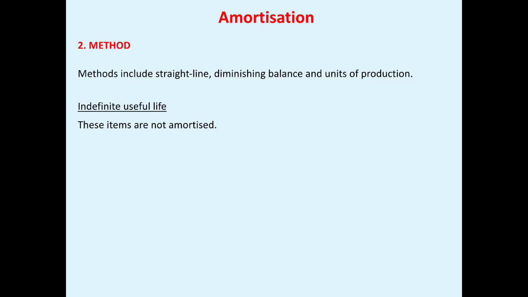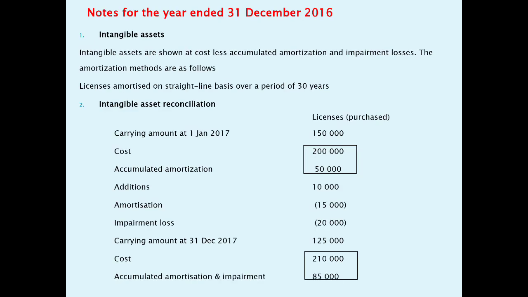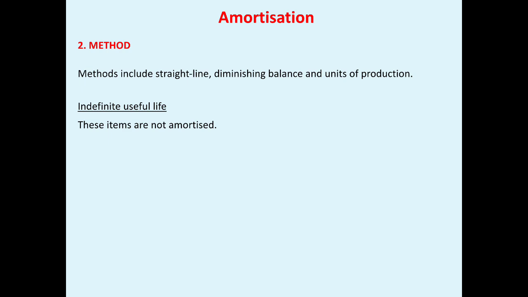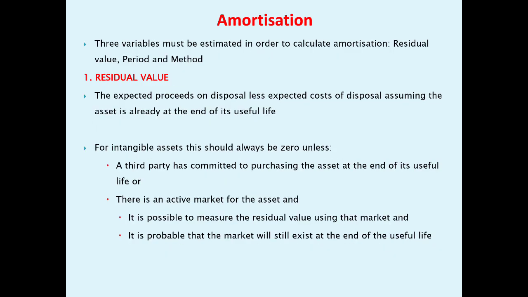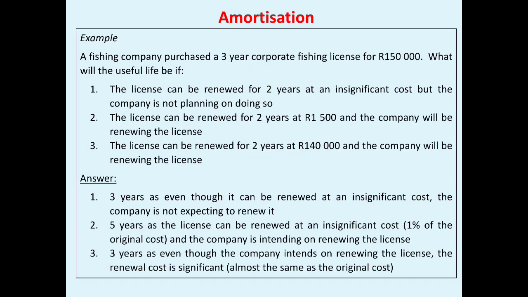Method is the easiest. It's what type of amortization: straight line or diminishing, or it can be units of production. And also, amortization I discussed. There won't be any amortization if it has an indefinite useful life, right? And that's how you'll discuss amortization. So three things: useful life, method, and residual value. Those three things you discuss. Period and useful life is the same thing.